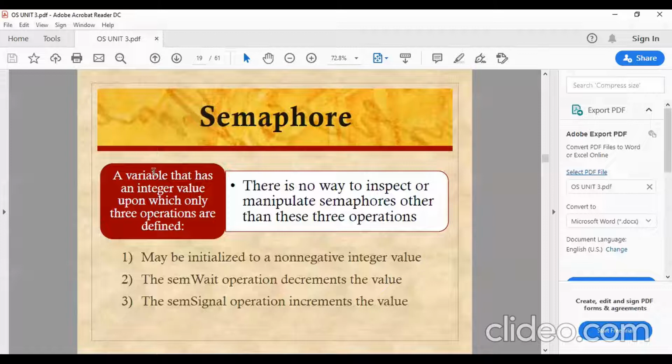Okay. So a semaphore is a variable that has an integer value upon which only three operations can be performed. There is no way to inspect or manipulate a semaphore other than these three operations. First one: it may be initialized to a non-negative integer value. So for initialization of a semaphore, the value should be non-negative. Second is semaphore wait, which will decrement the value. And third is the semaphore signal operation, which will increment the value.